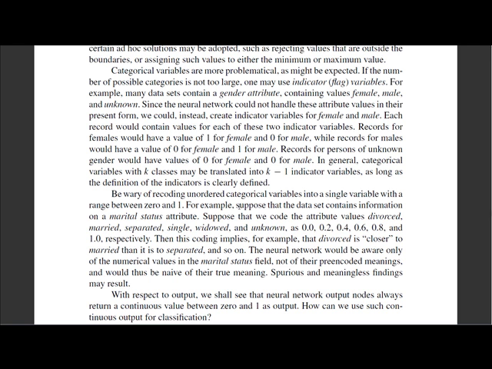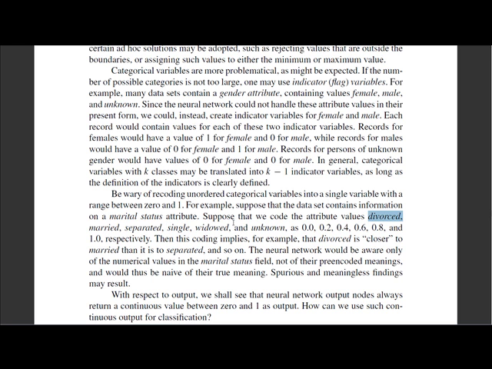For example, suppose that the data set contains information on a marital status attribute. Suppose that we code the attribute values divorced, married, separated, single, widowed, and unknown. So we have a categorical variable called marital status, and these are the answers to what that could be: divorced, married, separated, single, widowed, and unknown. These are the values it can take.